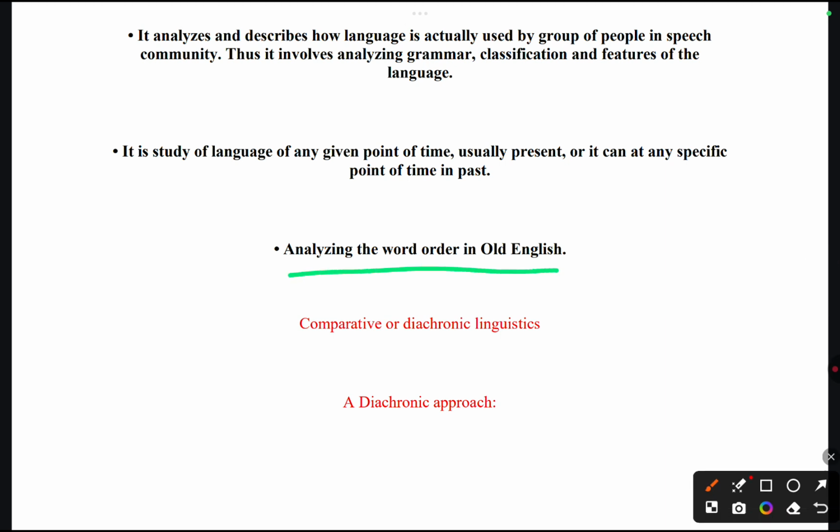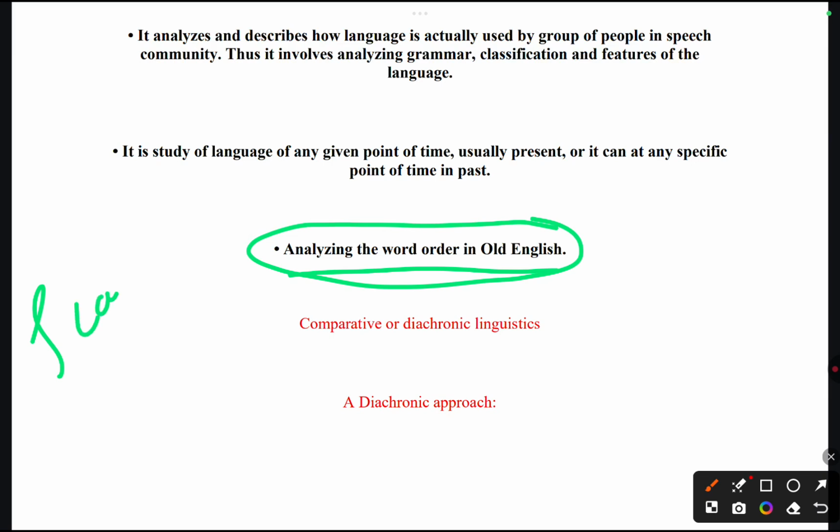Now, what is the word order in Old English, that we study in the synchronic approach? For example, friends, there used to be improper word order, meaning word order was not fixed. How can you understand it? For example, I take a sentence: I can do the work. This is the sentence I wrote.